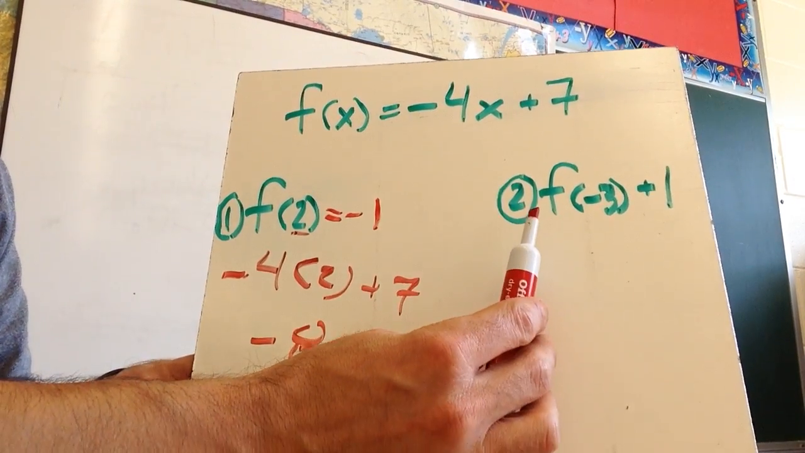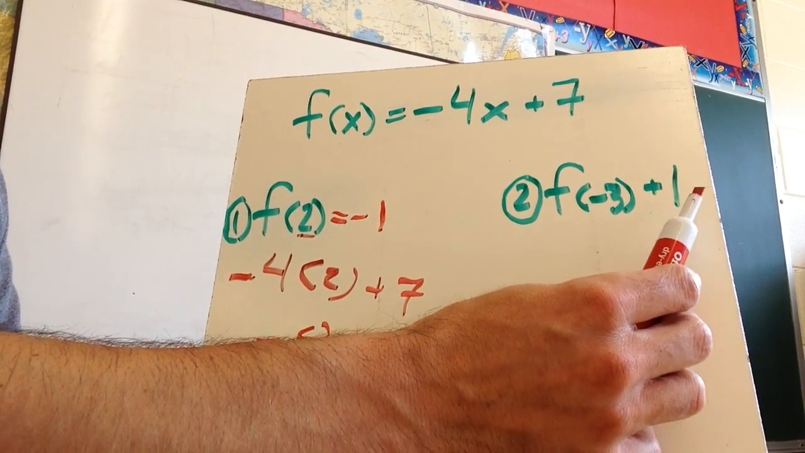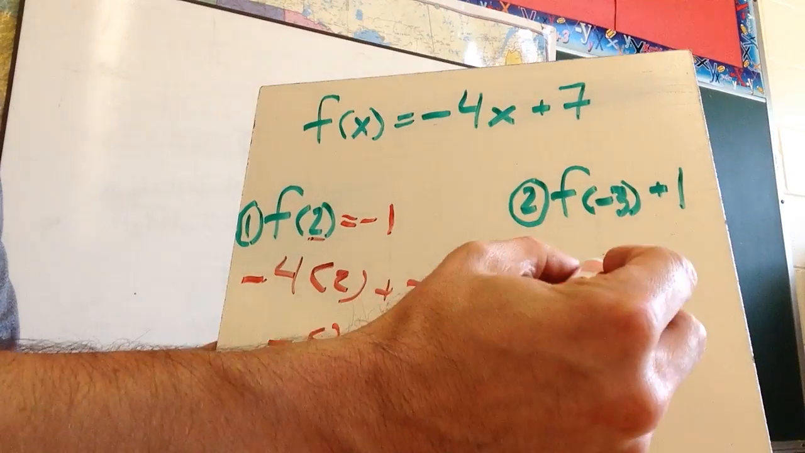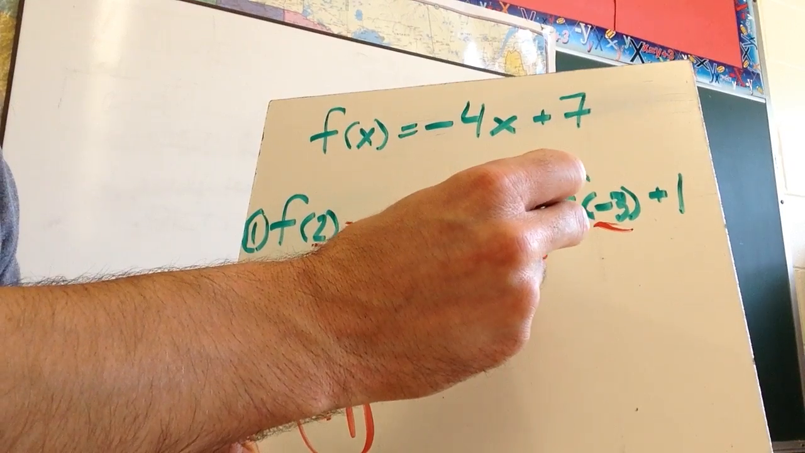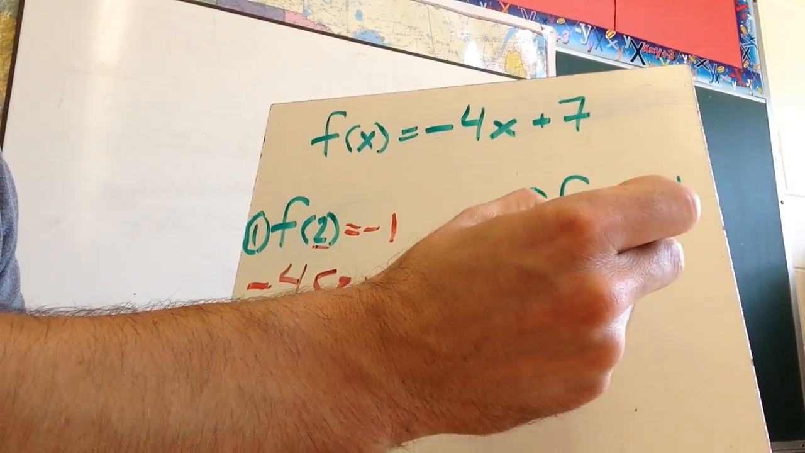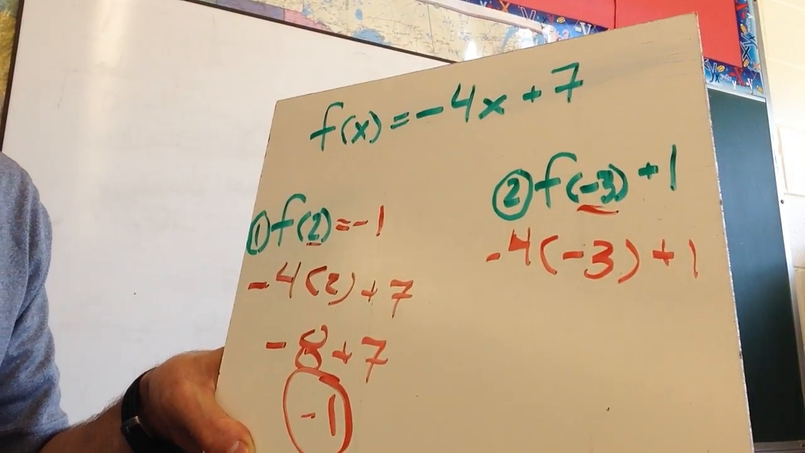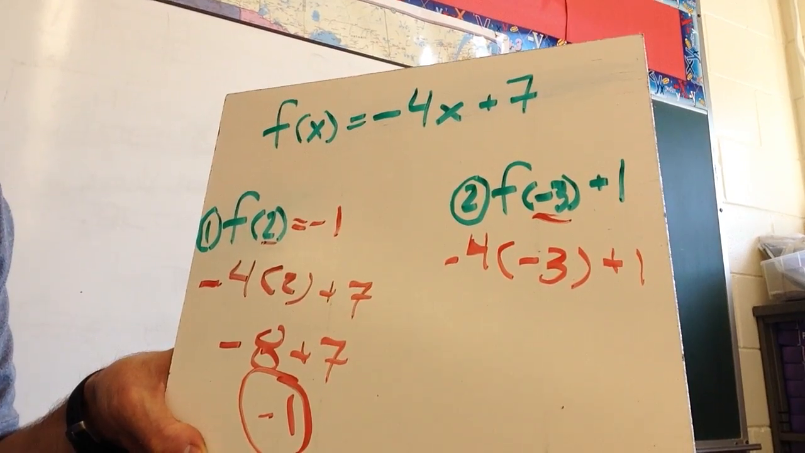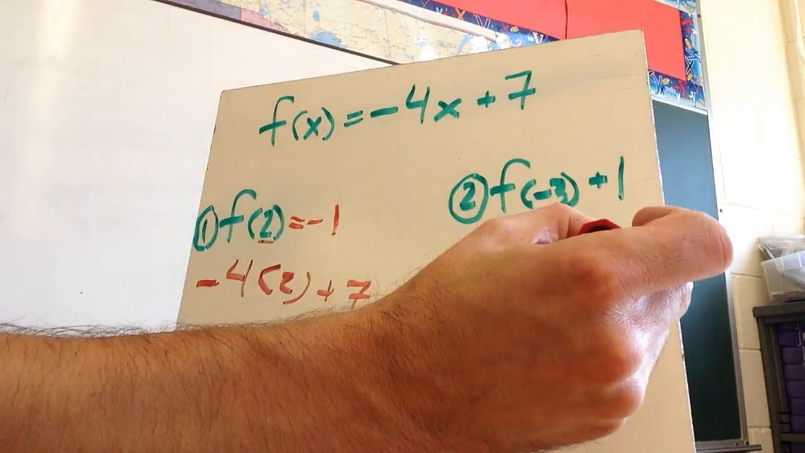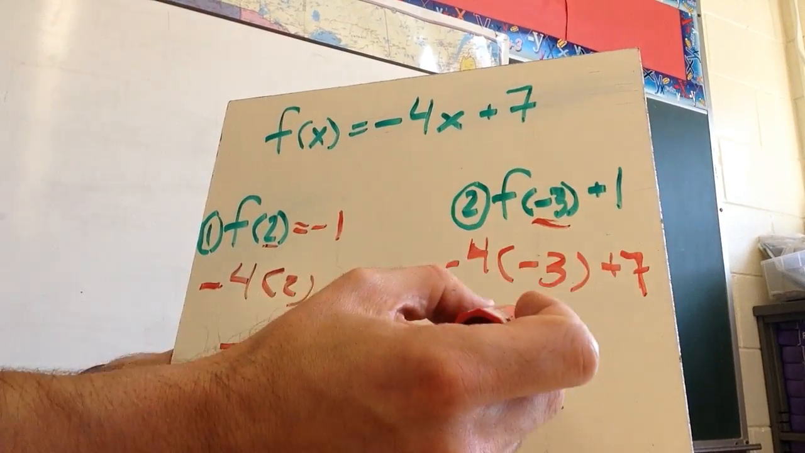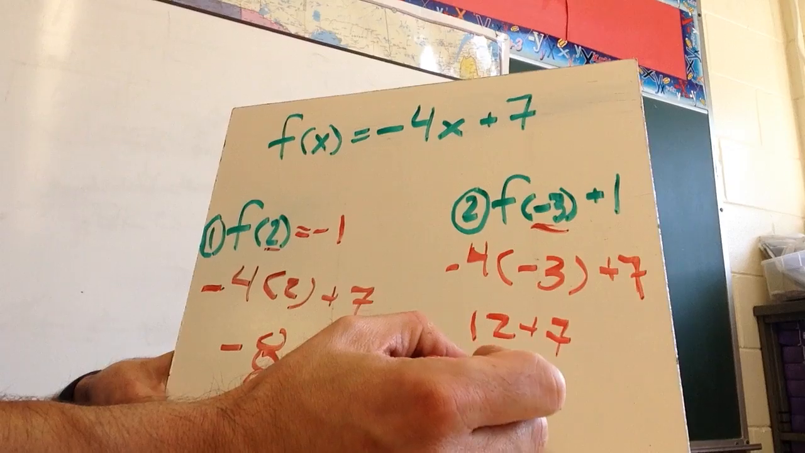Now this problem, f of -3 plus 1, means I first need to find f of -3, and then I'm going to add the 1. So the f of -3 means I'm taking this and I'm putting it in for x. So it becomes -4 times -3 plus 7. I apologize, it should be plus 7. -4 times -3 is +12, plus 7. +12 plus 7 is 19.